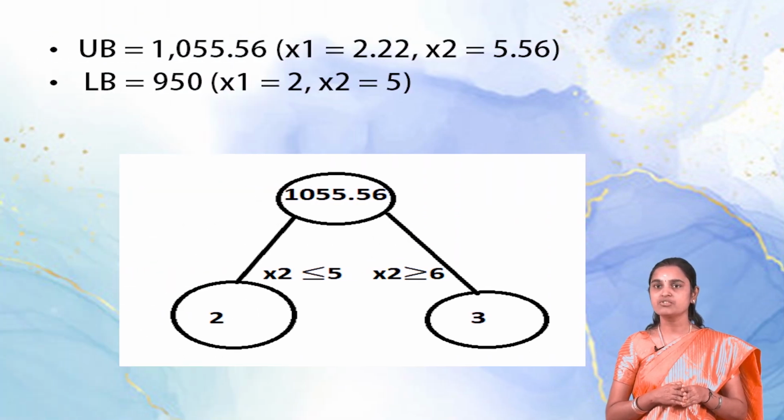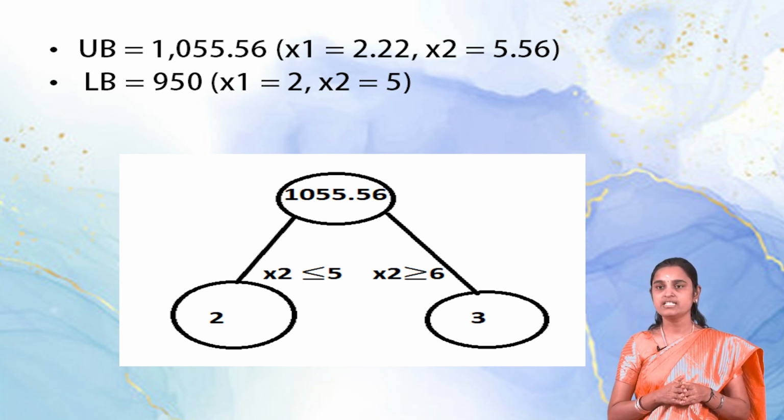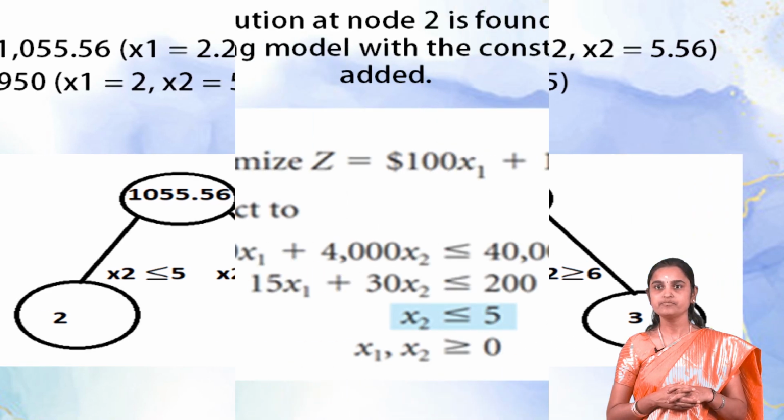Upper bound equal to 1055.56, x1 equal to 2.22. This is the initial value we got. x2 equal to 5.56. Lower bound is 950, x1 equal to 2 and x2 equal to 5. Now these are the nodes. In the first node the value we got is 1055.56. It is branched into nodes 2 and 3. Let's see what will happen in 2 and 3.